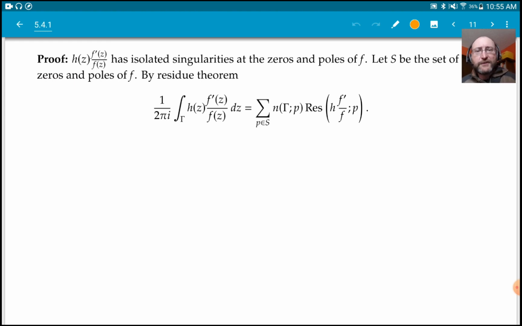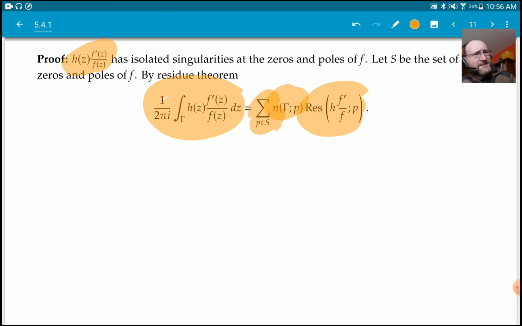Just so that we have some name for it, right? Now, the residue term is really what proves the whole thing. We just have to interpret the result of the residue term. So this integral, by the residue theorem, is, well, this is what the residue theorem says: you go over the points in S, you take the winding number around those points, and you take the residue of this guy at those points. And you sum that. That's what the residue theorem says.